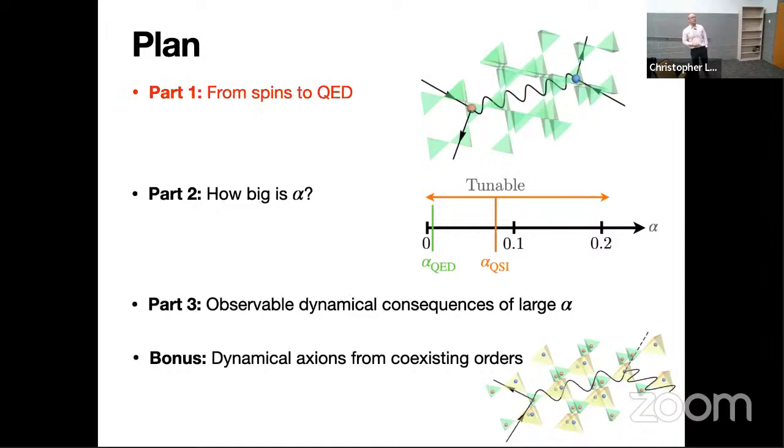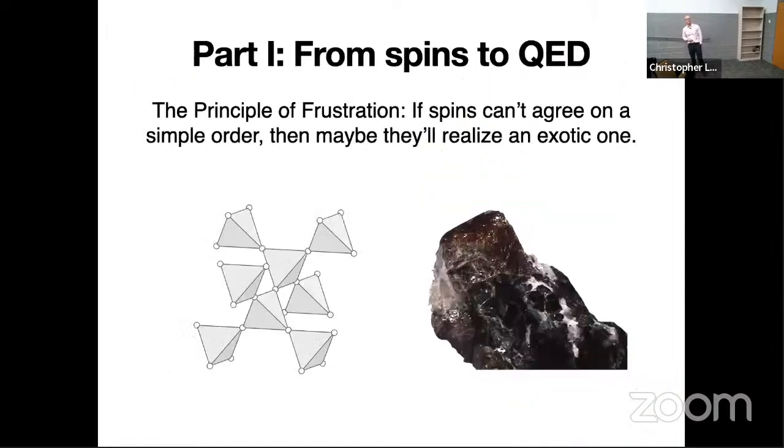So let's start at the beginning. I feel like it's obligatory for anybody giving a talk like this to put up a slide when they want to talk about frustrated magnets, which has a picture of a triangle with 3 arrows, and you say, this is antiferromagnetic, and this is down, and this is down, but then wait, what should this be? And I actually think that what the principle of frustration really is in condensed matter physics is this: if spins can't agree on a simple order, like on that triangle, then maybe they'll realize an exotic one. And that's actually what's motivated a lot of frustrated magnetism theory, at the very least.